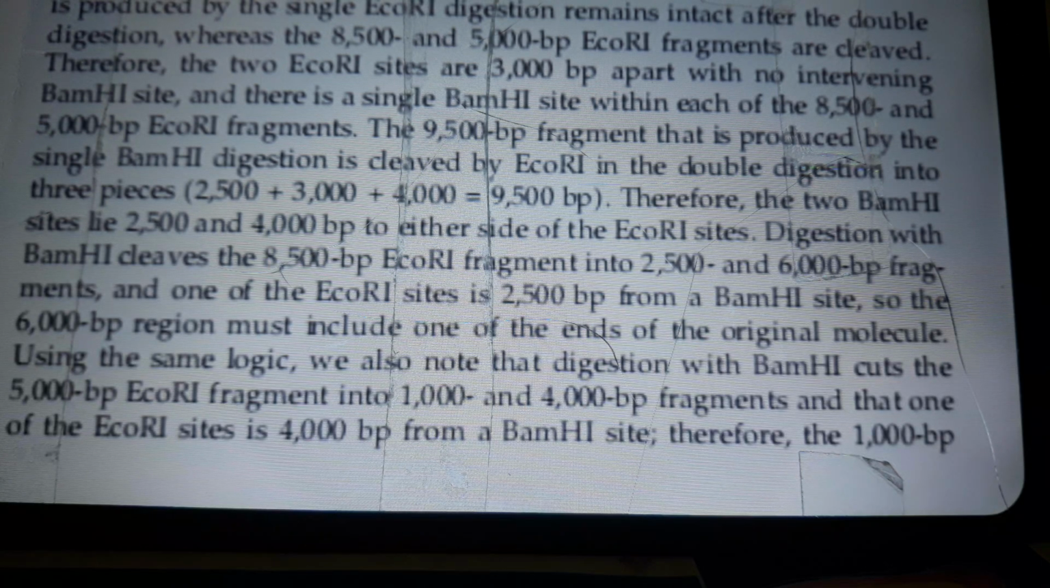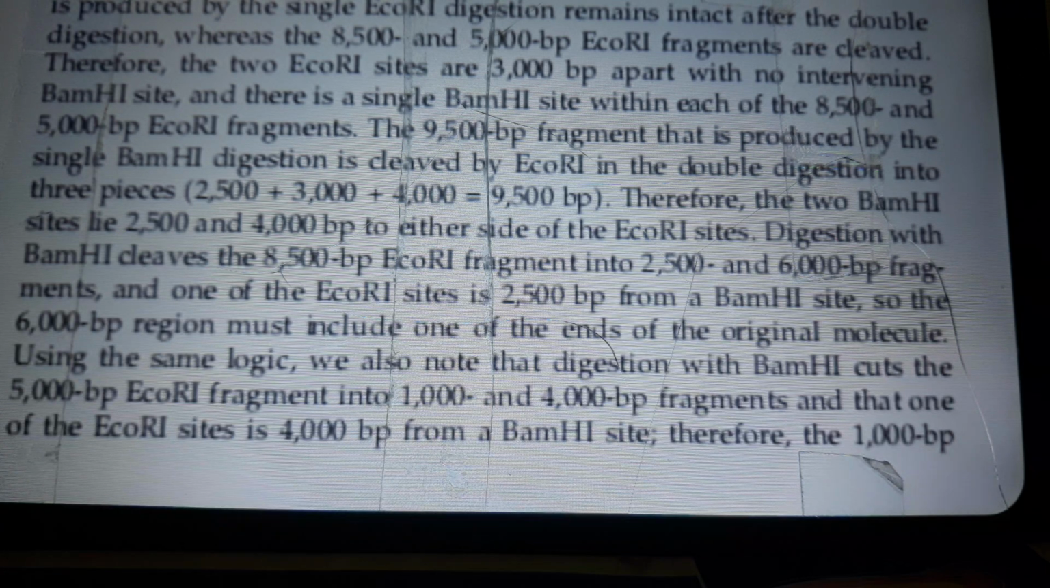Digestion with BamHI cleaves the 8500 bp EcoRI fragment into 2500 and 6000 bp fragments, and one of the EcoRI sites is 2500 bp from a BamHI site. So the 6000 bp region must include one of the ends of the original molecule.